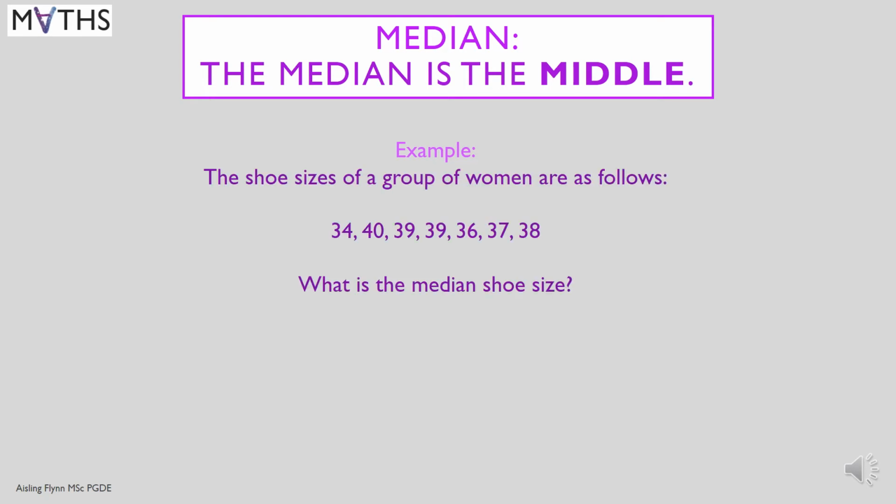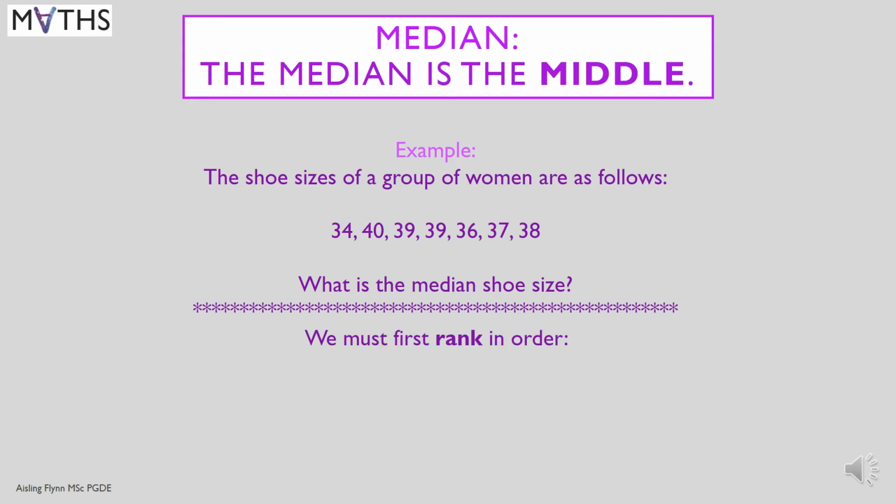Here's our example. The shoe sizes of a group of women are as follows. They're listed there in no particular order. What is the median shoe size? Now we have a job to do first. We must first rank in order. Ranking means to rearrange the numbers starting with the smallest and going to the largest. So you must do that first for median. Now we see 34 is the smallest and 40 is the largest.